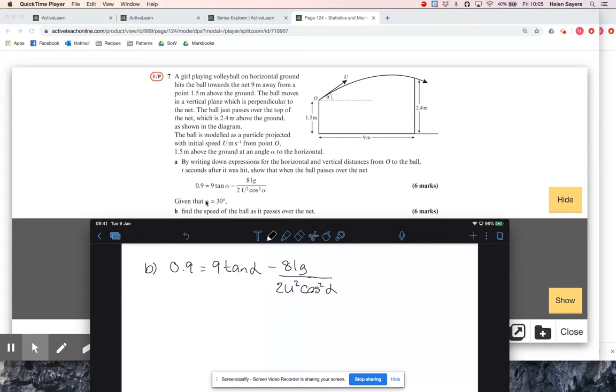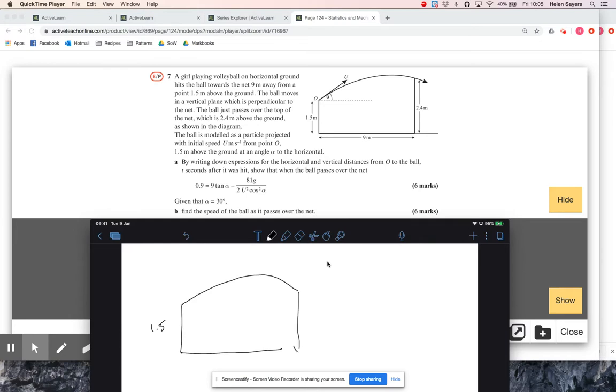Okay, so 7b, we're given the angle. So it almost makes it just a standard question, but we're not given the initial velocity. So let's just, first of all, before we do any calculations, think about what's actually going on here. So this volleyball is being hit, and it's going up for a bit, and gravity is pulling it back down, and they're saying it just gets over the net, and they're asking us for its speed at that point.